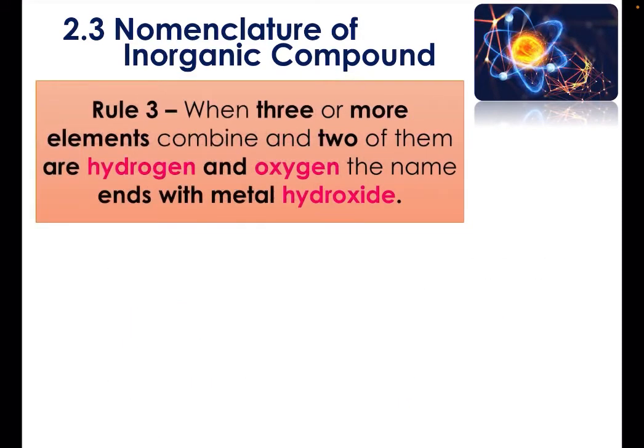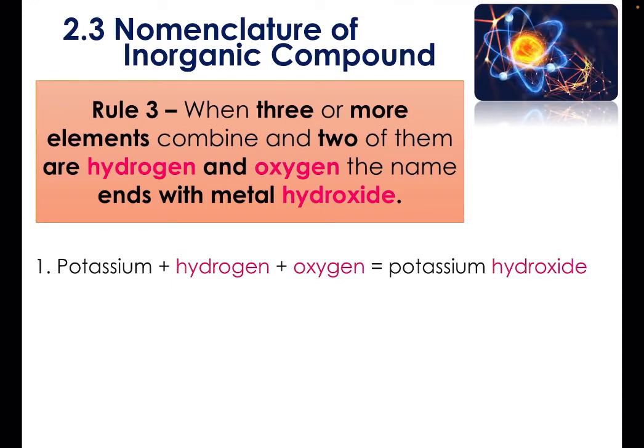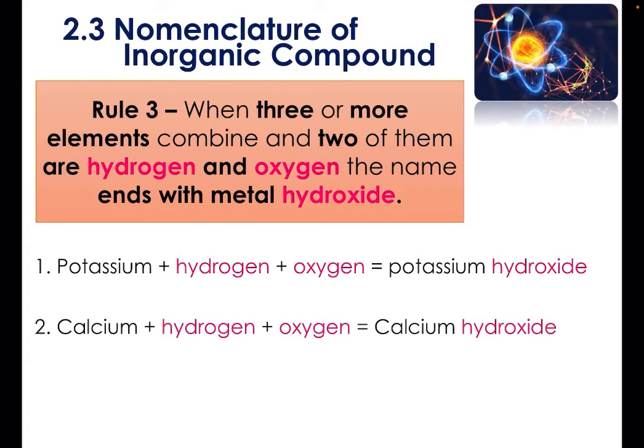Now, rule number 3. When 3 or more elements combine and 2 of them are hydrogen and oxygen, your name will end as metal hydroxide. So how to do that? For example, I got potassium plus hydrogen plus oxygen. So the name will have my metal at the front. In this case, potassium is my metal and the name will end as hydroxide. So potassium hydroxide. Same as this one, I got calcium hydroxide, and also in terms of formula, Mg(OH)2.